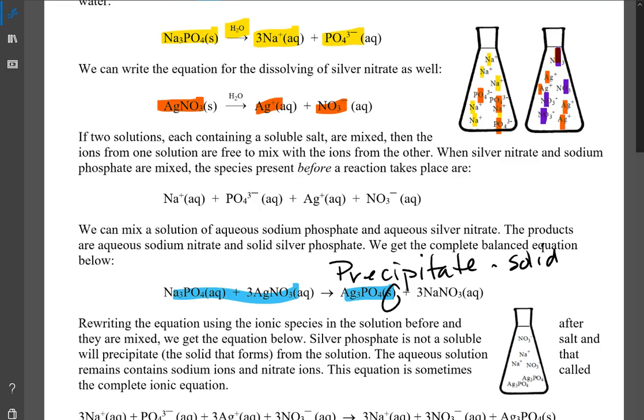Here on the right-hand side, it shows us silver phosphate. Now, that doesn't tell us what happened to those sodium and nitrate ions. Well, they stayed in solution, separated. So they are still swimming around in solution. They are what we call spectator ions.